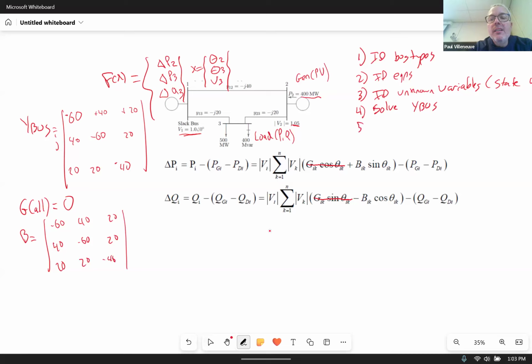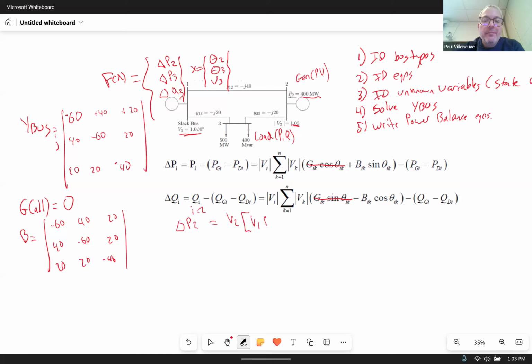Now I can write my power balance equations. Okay. So I can see I need delta P2. Notice that I here, and if this is helpful, write I is equal to 2 when you're doing your summations. That's going to equal V2. Now I'm inside my summer. VK, K is equal to 1.